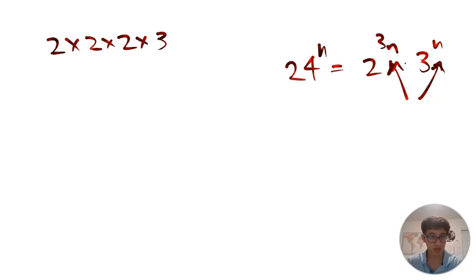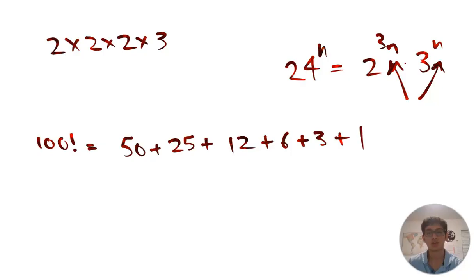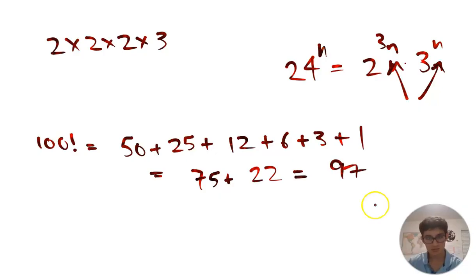Now let's see how many factors of 2 there are in 100 factorial. You'd have 100 divided by 2, that's 50. Then you'd have 25. Then you'd have 12.5, which becomes 12. Then you'd have 6. Then you'd have 3. Then you'd have 1. Adding these up, what do you get? 50 plus 25 is 75, plus 12, 6, 3 and 1 is 22, so that is 97. And this is with 2.